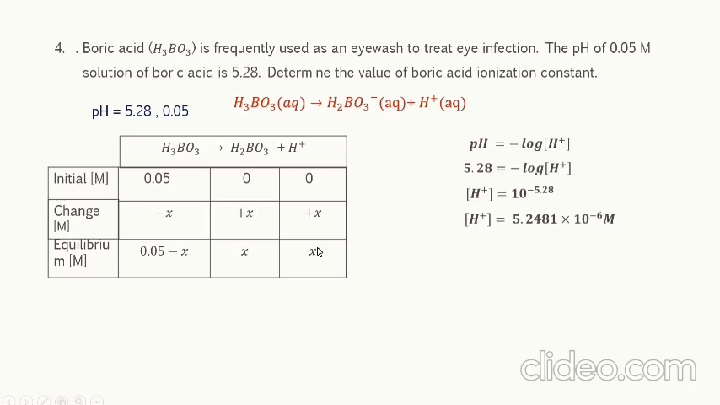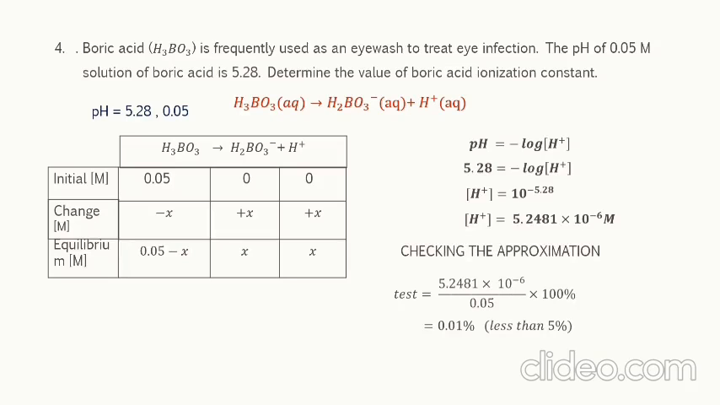So we have the value of pH, so we need to find the concentration of H+. 5.28 equals negative log concentration of H+. So we get the answer, concentration of H+ equals 5.2481 multiplied by 10 to the negative 6. So we need to take in the approximation.